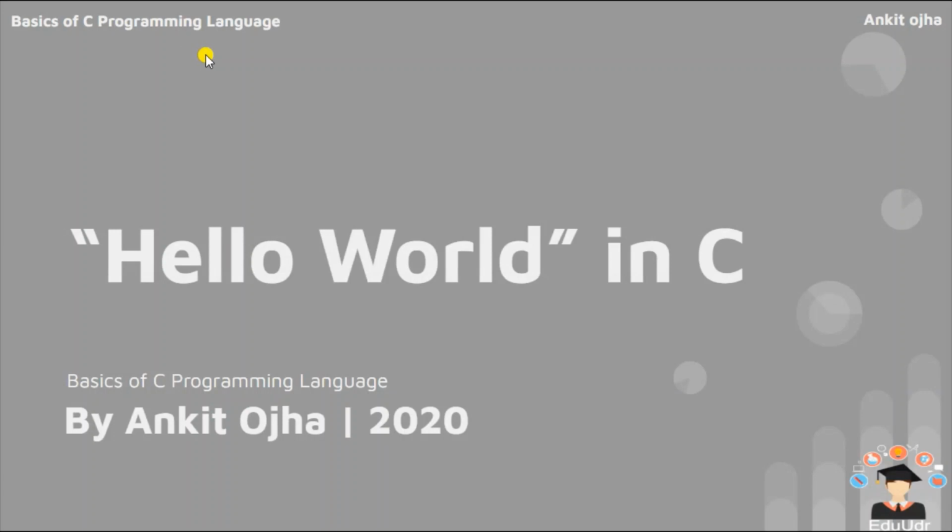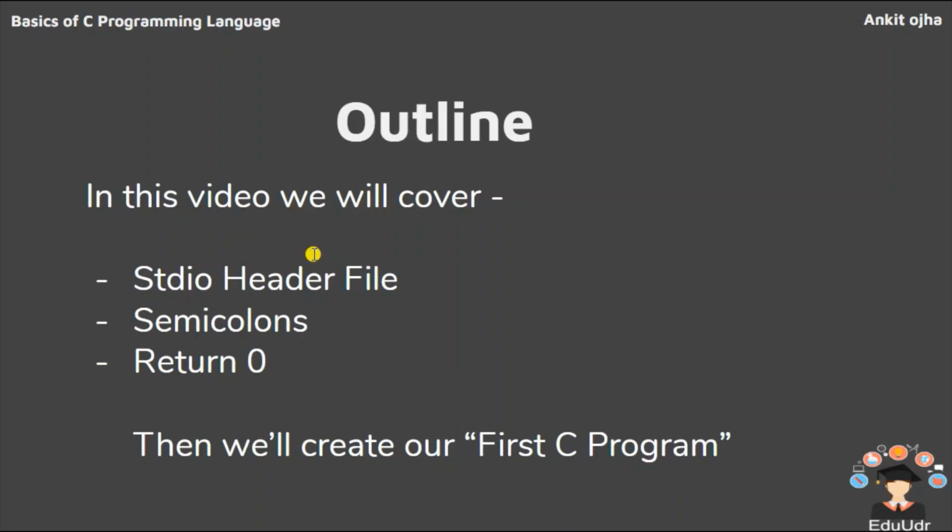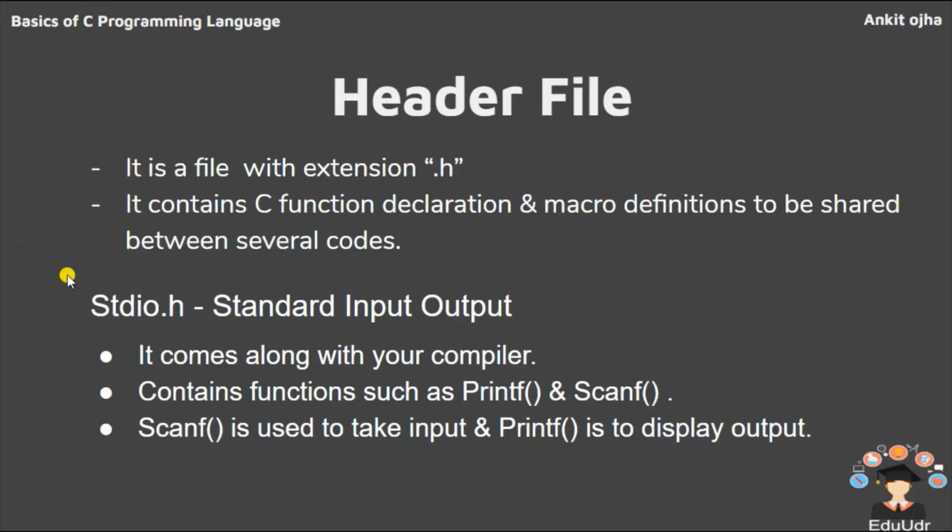In this video we will create our first C program. Before we start, we should know what a header file is, what a semicolon is, why we use return 0, and whether it is necessary or not. Then we will create our first C program. So let's start with the header file.